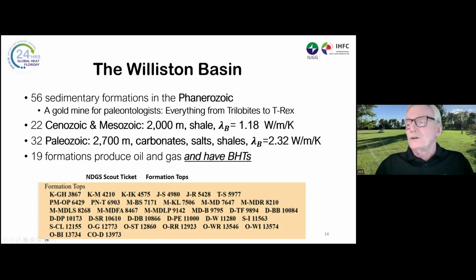Every well has all of this. Not all of them have the same formations. These numbers are all in feet because it's oil and gas in the US.